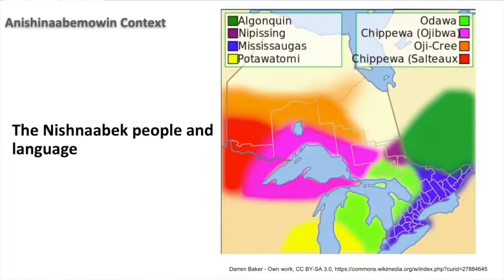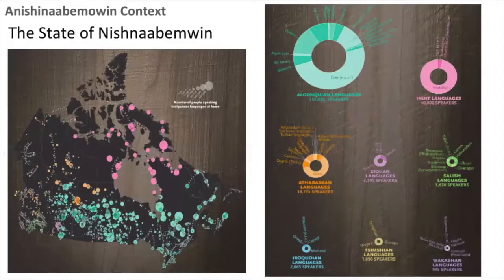Statistics Canada data indicate that in 2016, roughly 20,500 people have Ojibwe as their mother tongue, and 21,800 speak it in the home. The same data also suggests that the number of speakers of Indigenous languages overall grew slightly by about 3% between 2006 and 2016.